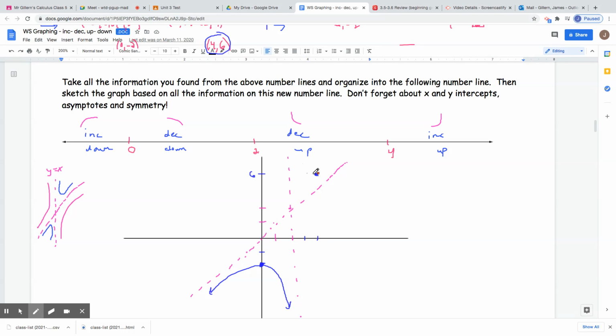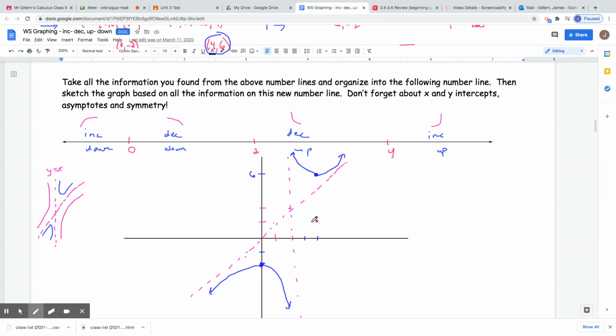All right, decreasing and up looks like that, put a little arrow on it, and then increasing it up looks like this. And you can see this point here was 4,6. That was a relative min, and you can see the relative min right there. All right, no x-intercepts makes sense. All right, and there is our graph.